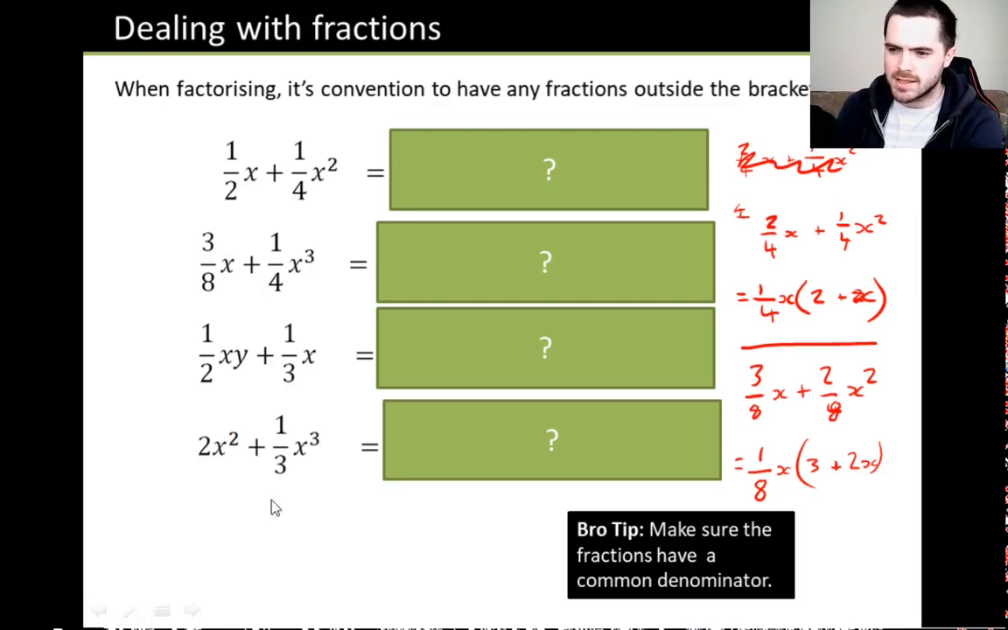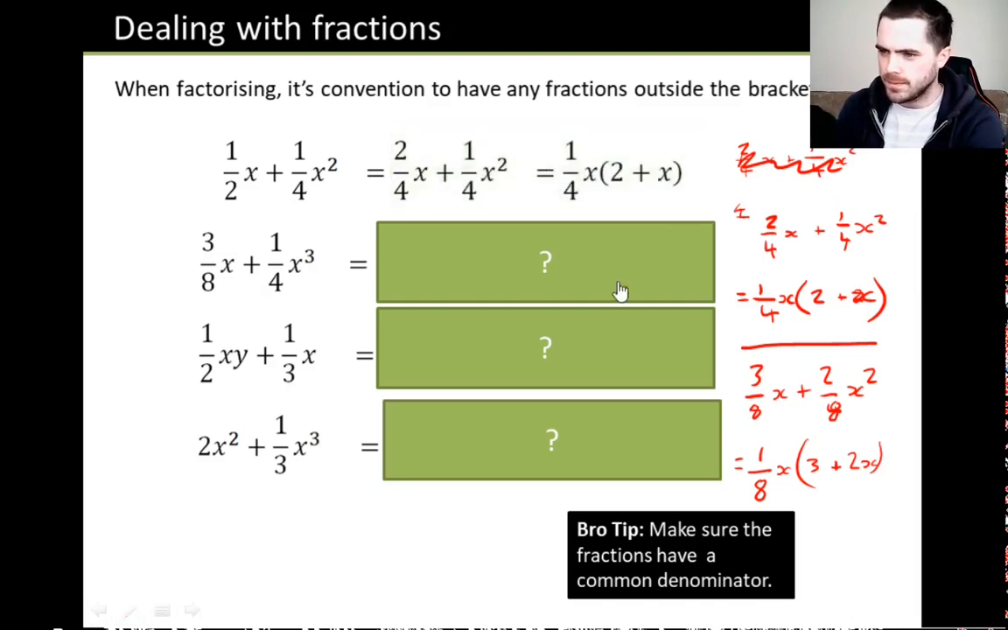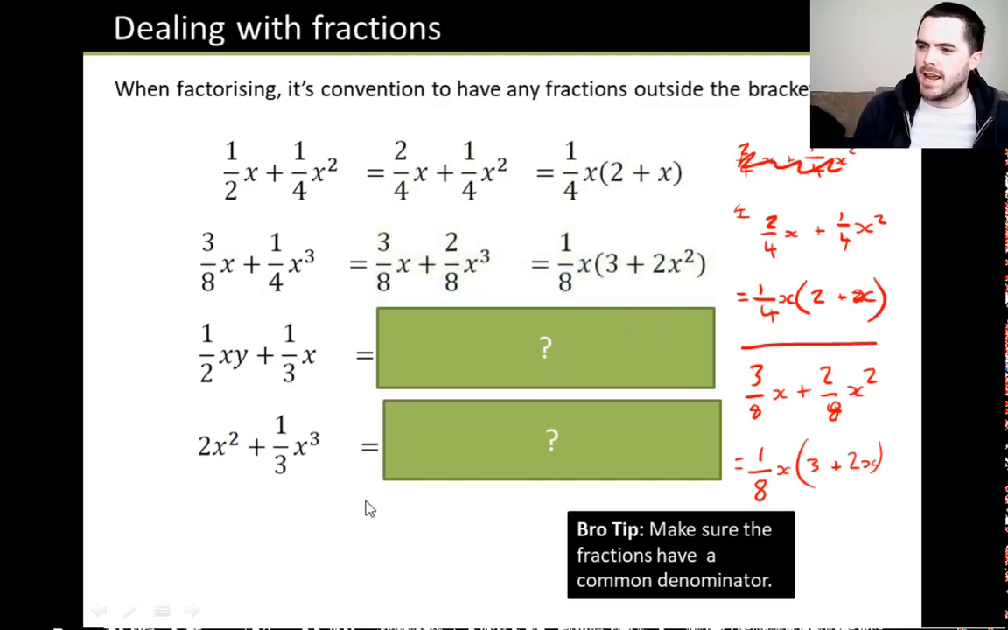So looking at the answers for the first two, as promised, we've turned this into 2 quarters to get us a quarter of x times 2 plus x, and 1/8 of x times 3 plus 2x squared, because I didn't read the question.